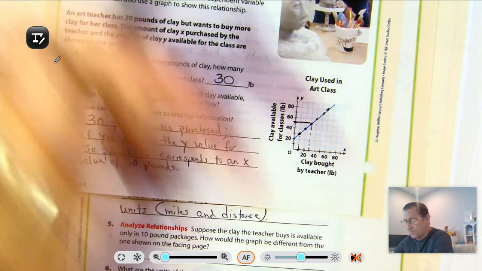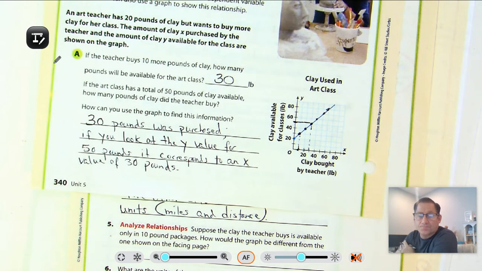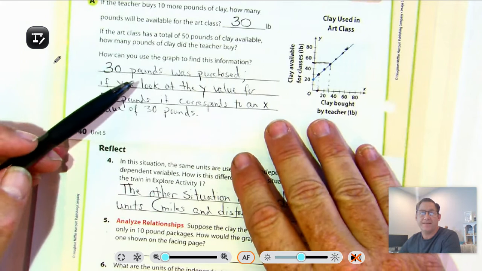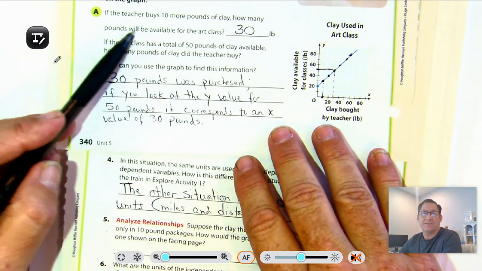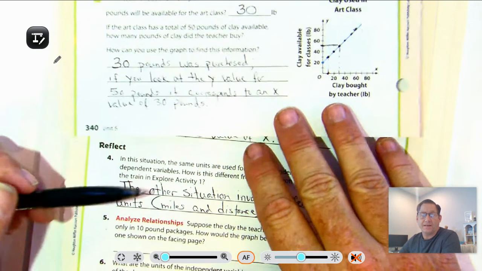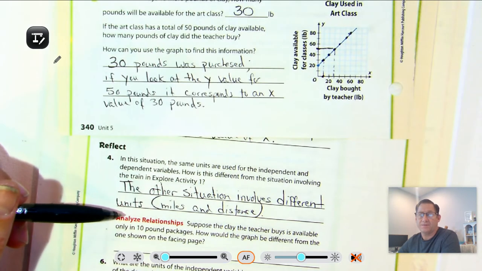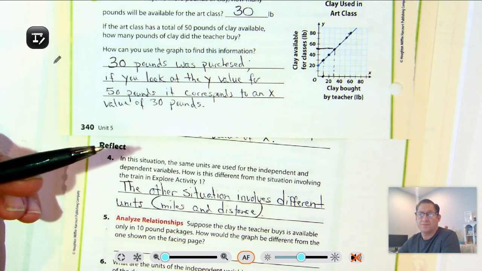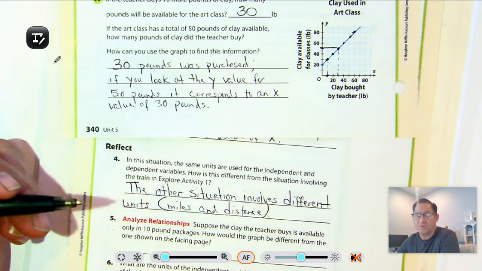So I'm not sure there would be any difference because we're still purchasing 10-pound bags. So let's see, 10 more pounds of clay. And they're only available in 10-pound bags. But you could buy multiple bags of 10s, right?